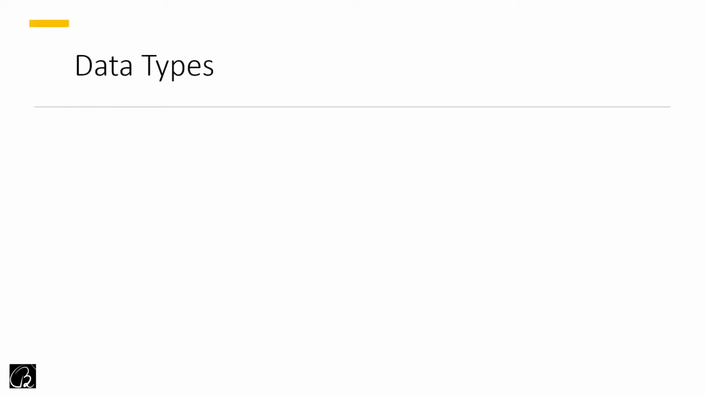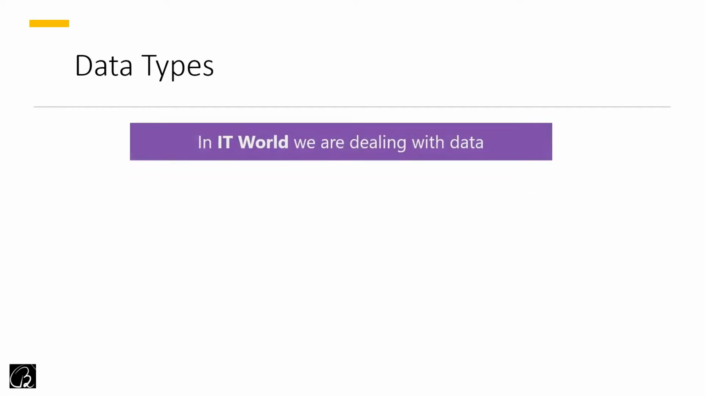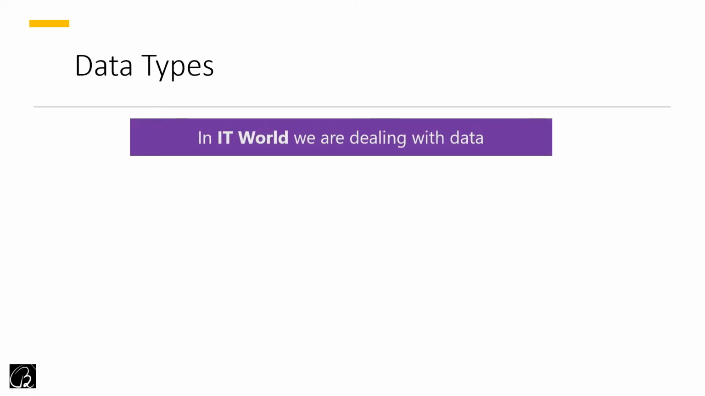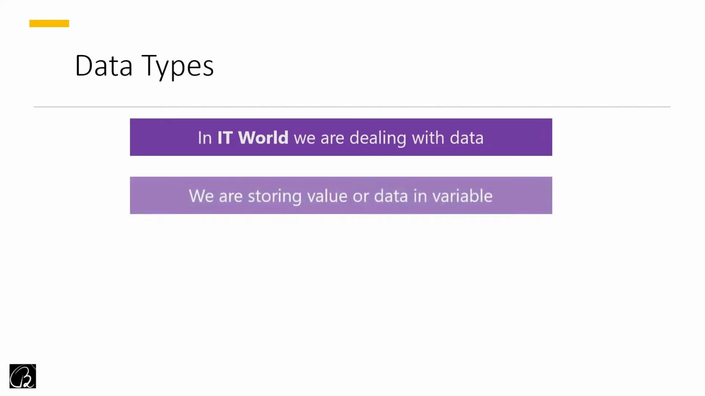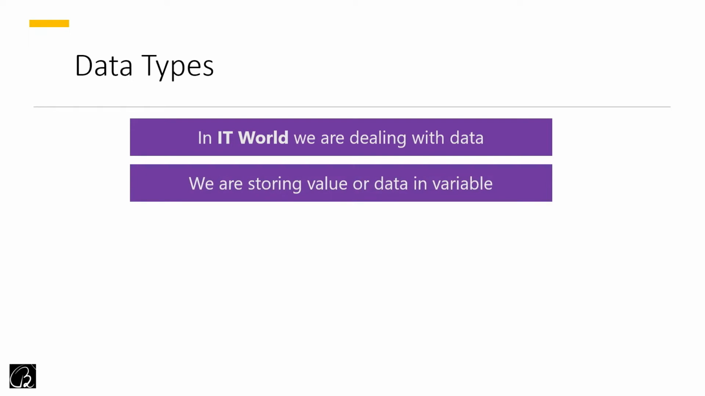We have already discussed variables, so it's time to discuss data types. In the IT world, we are basically dealing with different types of data, like your name, your phone number, your bank account, your status, your posts, comments. This is all nothing but data. In order to work with that data, we need to store it. So we store that data or value in a variable, which is what I have shown you earlier.